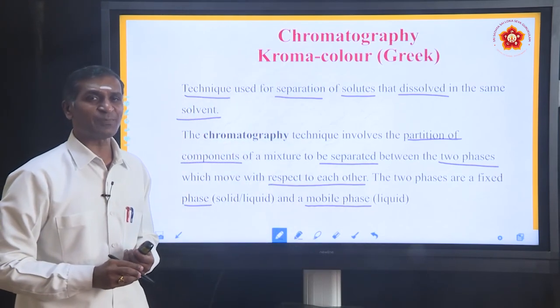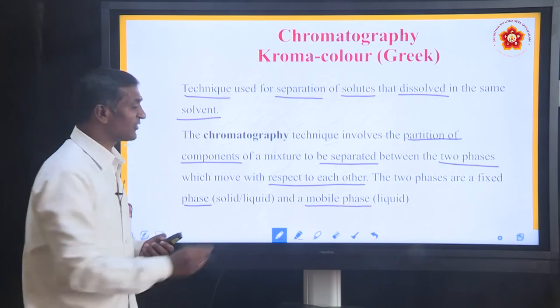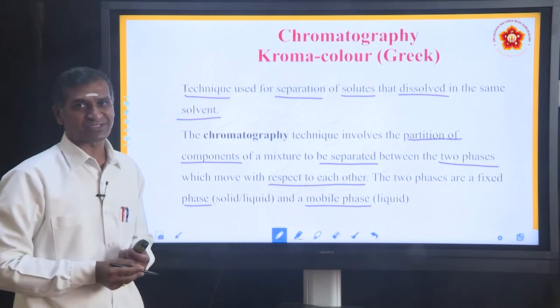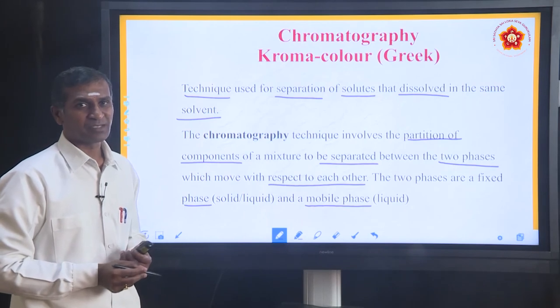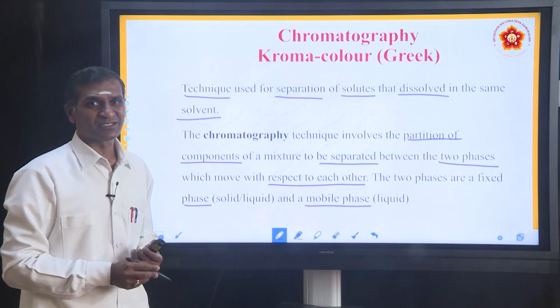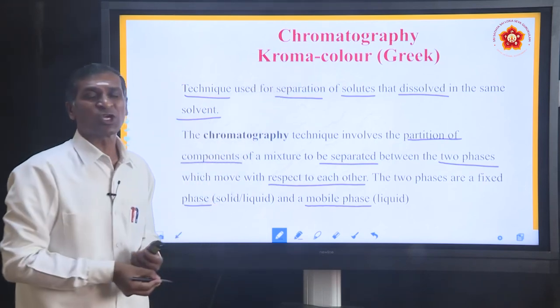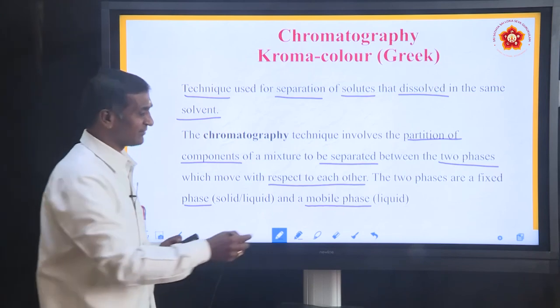So in chromatography, we see two phases. One is the fixed phase and the other is the moving phase. Many solutes dissolved in a single solvent. To separate that, the technique that is being used is chromatography.